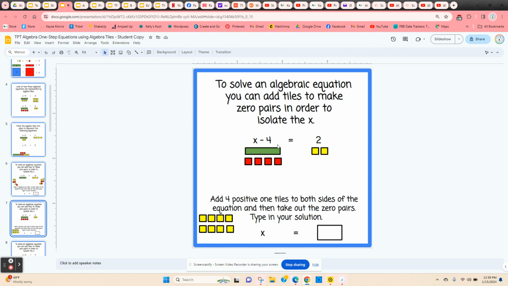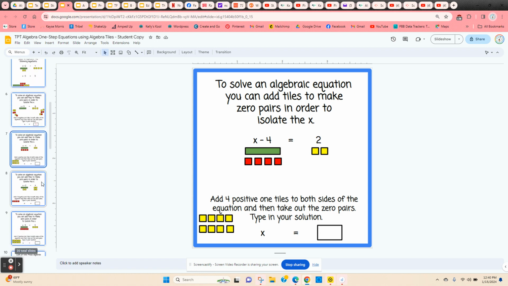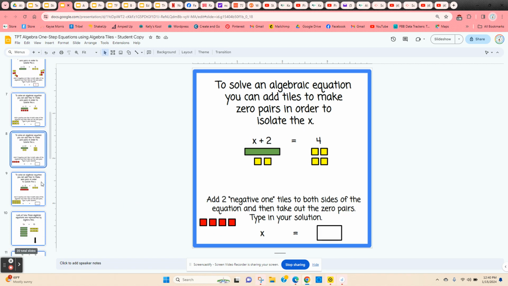Okay, they're going to do the same thing with the next problem. X minus 4 equals 2. They want to isolate the x, so they want to get rid of these 4 red squares so that the x is all alone. So they're going to add 4 yellow to the left-hand side, 4 yellow to the right-hand side, take out the zero pairs, and then they'll have their answer. So they get a few more to practice here.